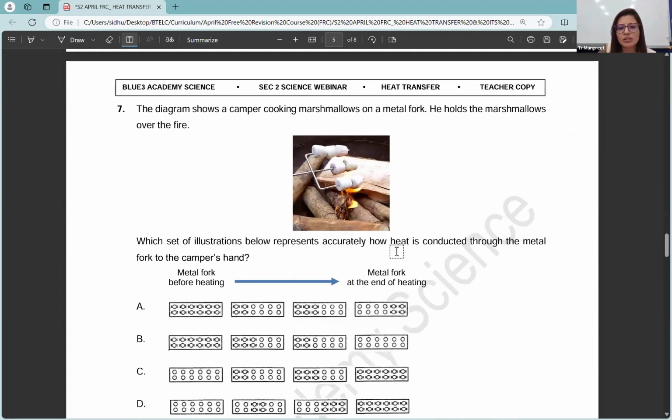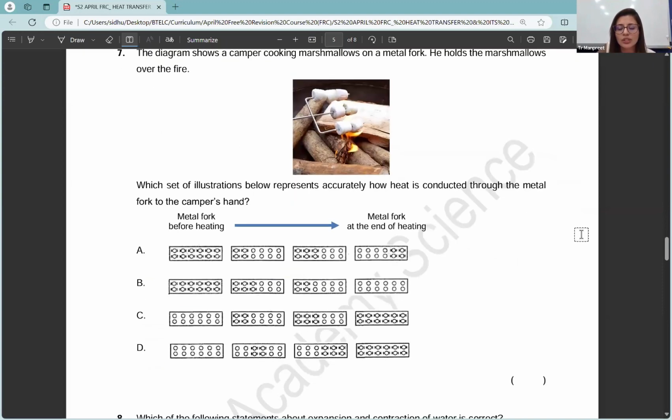So you have a cameraman, he's cooking marshmallows using a metal fork. I'm sure some of us have done this before, right? Over a session. Now he holds it over the fire. Which illustration below shows accurately how heat is conducted from the metal fork to the camper's hand? So we're talking about heat conduction from the metal fork to the camper's hand, just heat transfer here. All the question is asking you is, how does this heat transfer take place?